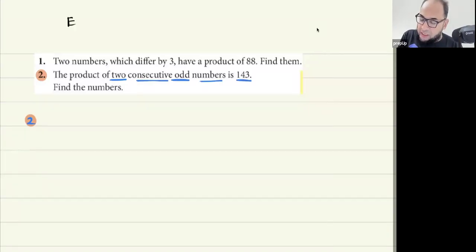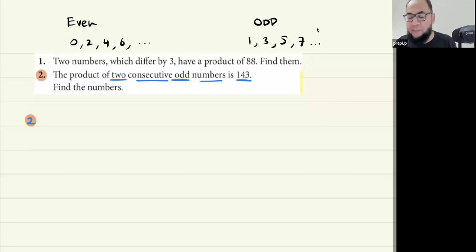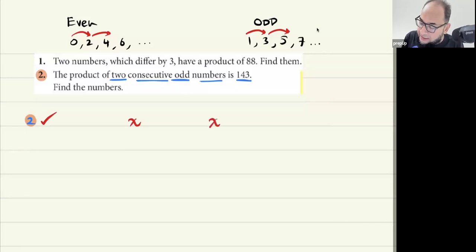Now let's say we are talking about even numbers 0, 2, 4, 6 and so on. We talk about odd numbers 1, 3, 5, 7 and so on. Of course, there are negative odd numbers, there are negative even numbers. The difference between even numbers is 2. The difference between odd numbers is 2. So I'm giving you the hint. One number is x, the other number is x plus 2. Whether it's odd or even, it would be the same.